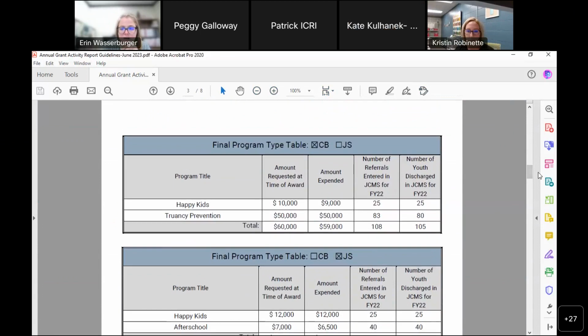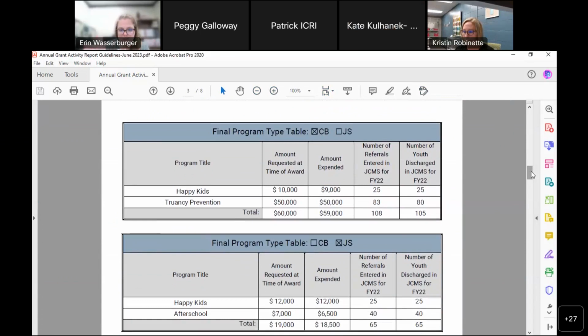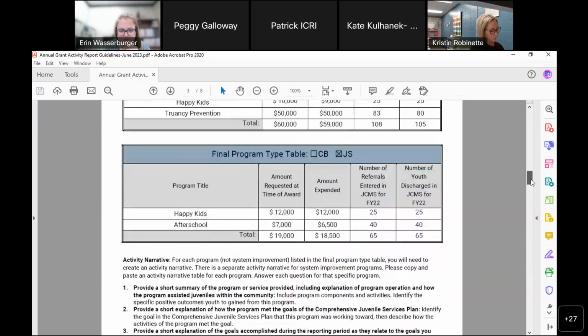So if you are a county who receives CB and JS, or as Peggy pointed out, we need to update and add the EB in there as well. If you have the same program title, it would be listed on both, and then any additional different programs would be listed there as well. This is all made up information.